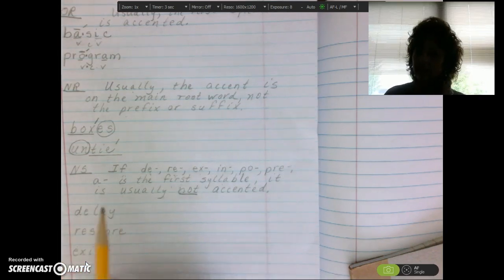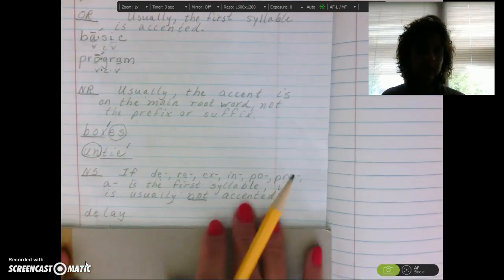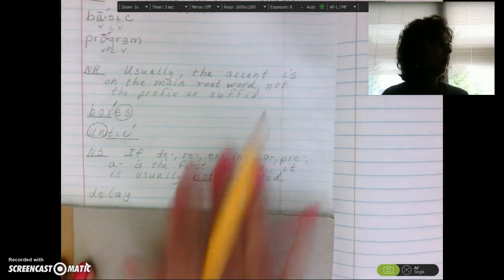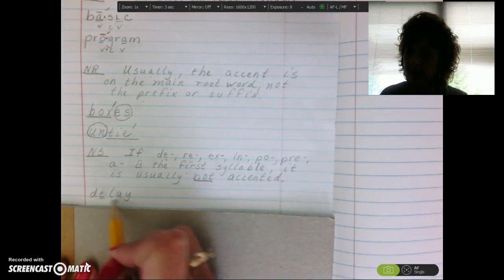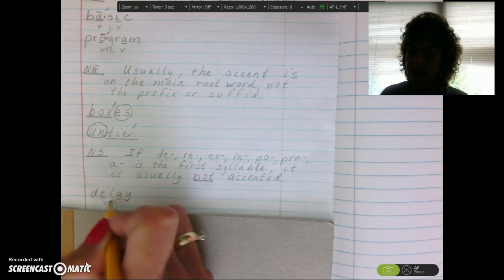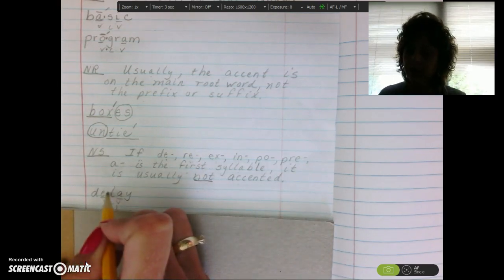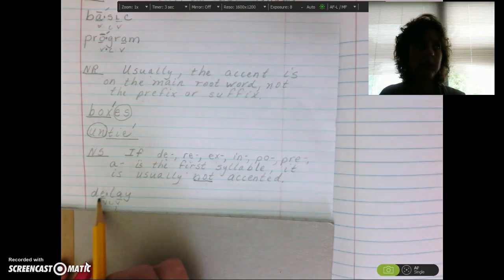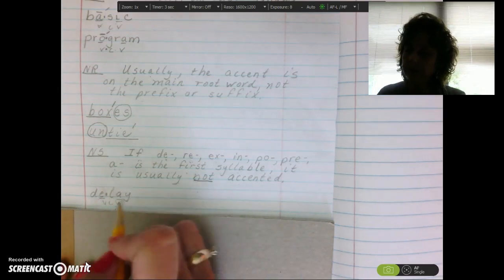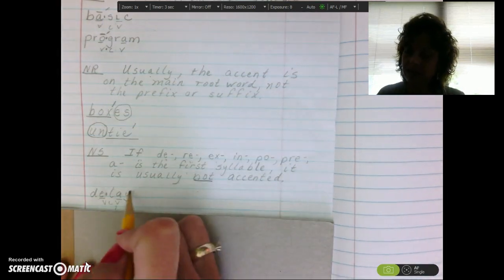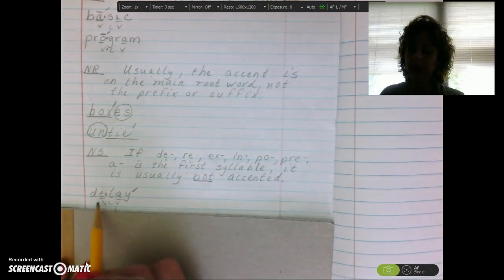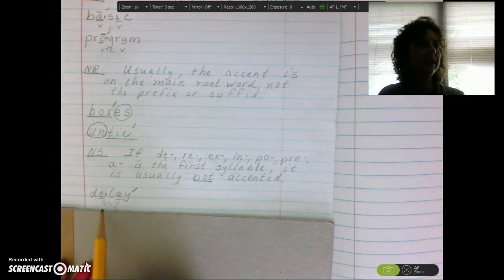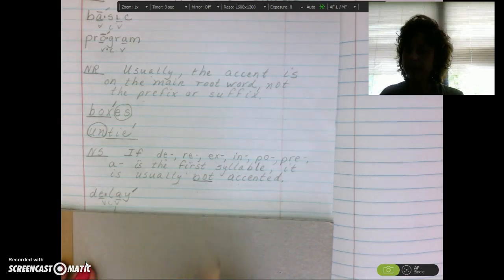All right, so let's look at this word. If we divide it into syllables, we've got vowel, consonant, vowel. So we divide here for our first choice. But in this case, this is not a prefix. It's actually part of the word, and it's saying here that it's not accented, so your accent's going to go back here. Delay. It's not delay, it's delay.